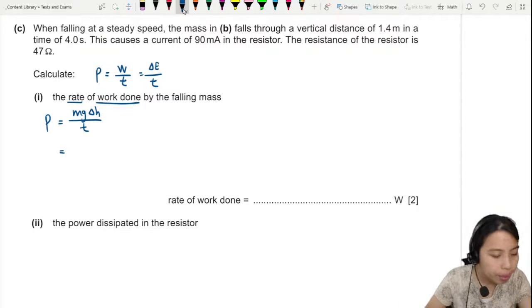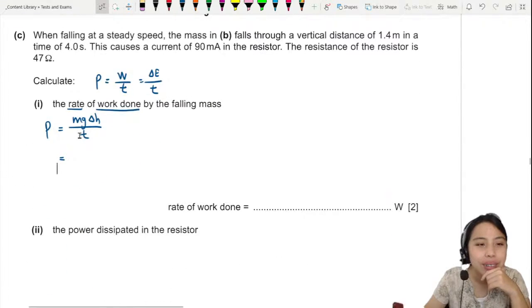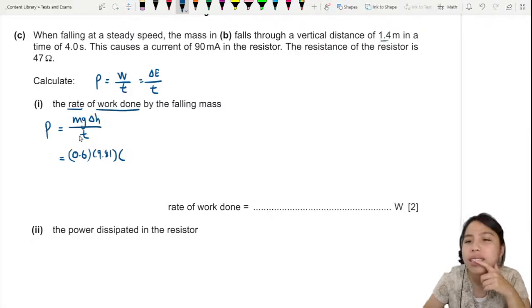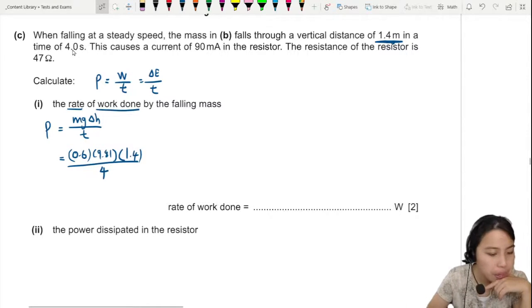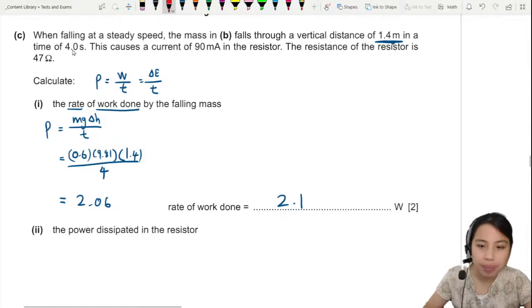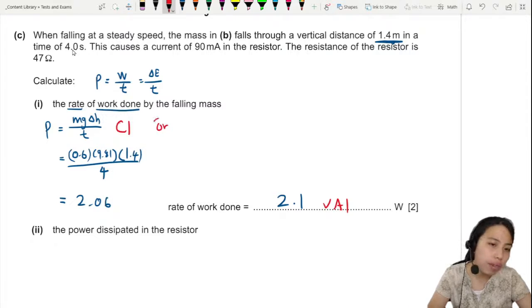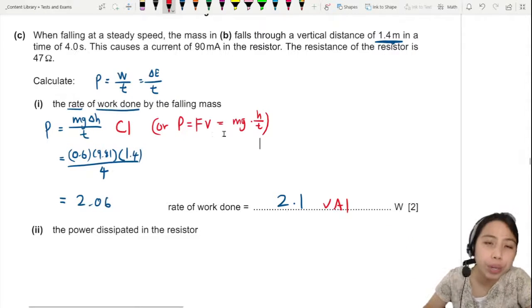So let's go mass. What's the mass? Did they give us the mass? They did, right up here. 0.6 kg mass. So 0.6 times 9.81. Height? This is 1.4 meters. Time, in a time of 4 seconds. So find the average power over the 4 seconds. This should give us about 2.06 watts, or you could write it as 2.1 watts. That's the final answer. The other mark comes from the equation of rate of work done, if you know what that means. Alternatively, there's another method you can use, which is force times velocity, or in other words, mg times distance over time, which is the same thing, mgh over t. Just FYI, you can also use this method.